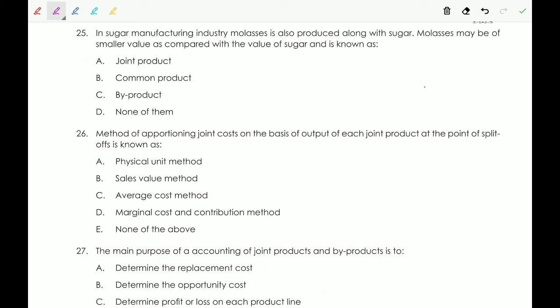Next 25. In sugar manufacturing industry, molasses is also produced along with sugar. Molasses may be of smaller value as compared with the value of sugar and is known as... So we know that molasses is a byproduct.